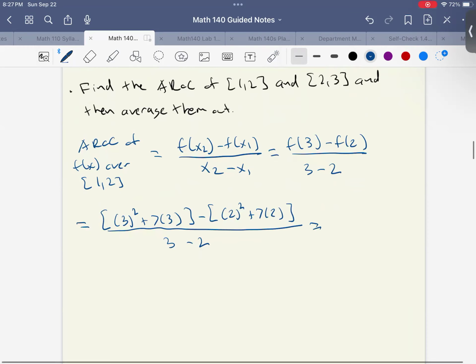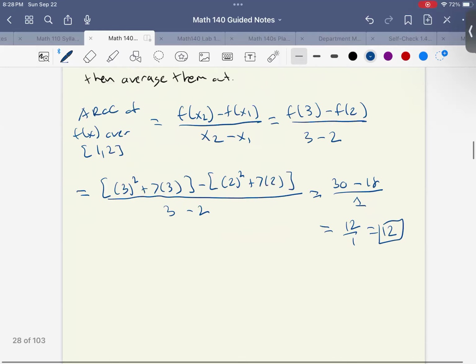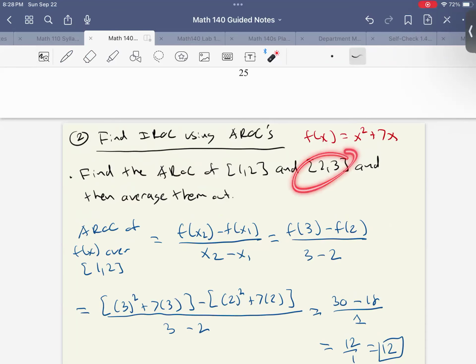Okay, so that ends up being 9 plus 21, so that's 30, minus 4 plus 14, that's 18, right? So we get over 1, so that's 30 minus 18, that is just 12. Okay. So 12 over 1, which is just 12. So that's the average rate of change of f of x over 2 comma 3. Now let's go ahead and find it for the other interval, and then we can average them out.